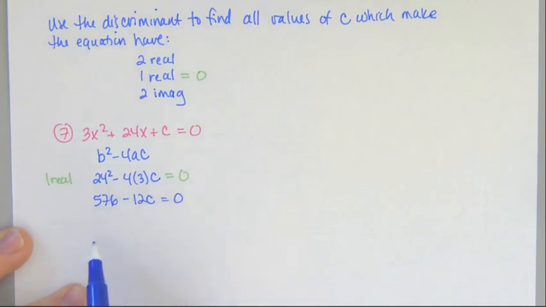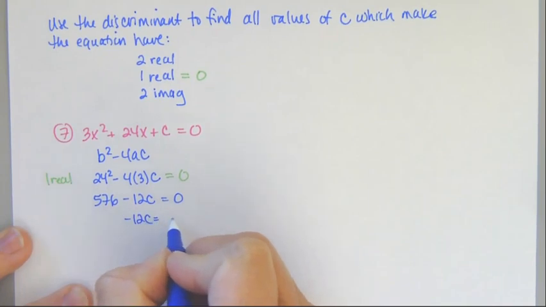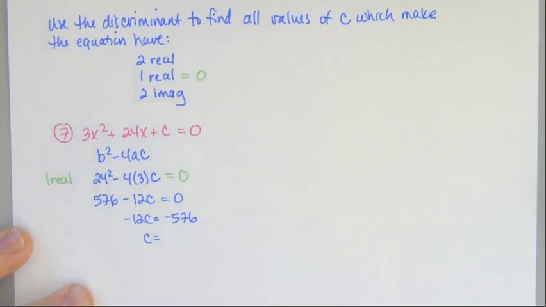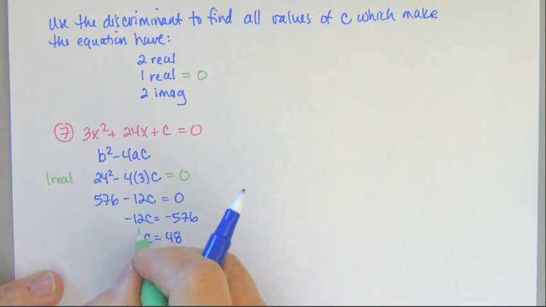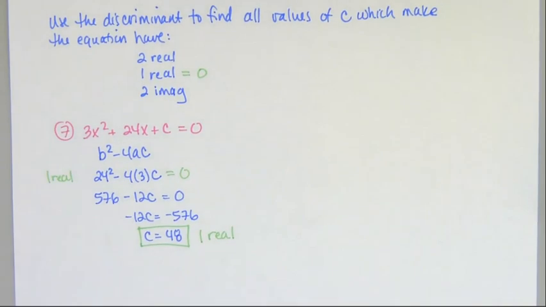Do you see how I can solve for c now? Subtract 576 from both sides. So negative 12c is negative 576. Divide by negative 12, and I get c is equal to 48. So when c is equal to 48, if I plug a 48 in right there, I'm going to get 1 real answer.